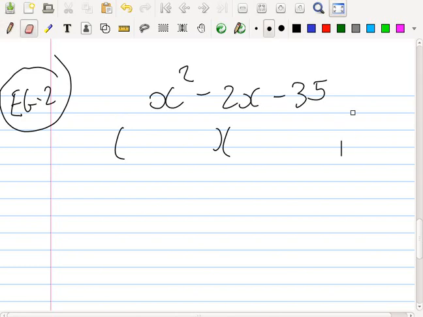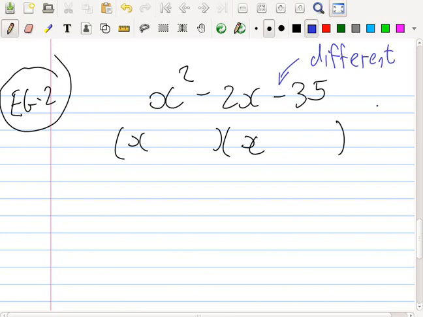Now, you need to think carefully here. You need to choose the signs first. So we need two signs that multiply to make a negative. So what signs could multiply? Minus and plus, or of course a plus and a minus. Because of this here, it tells me the signs must be different. So one is a positive and one is a negative.